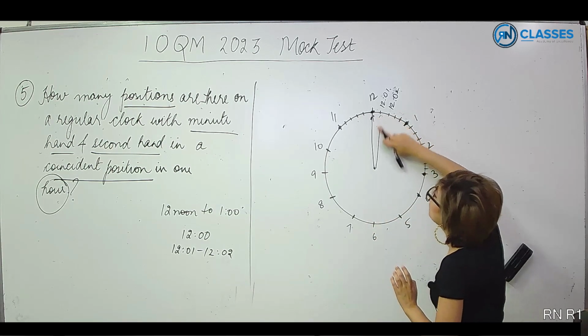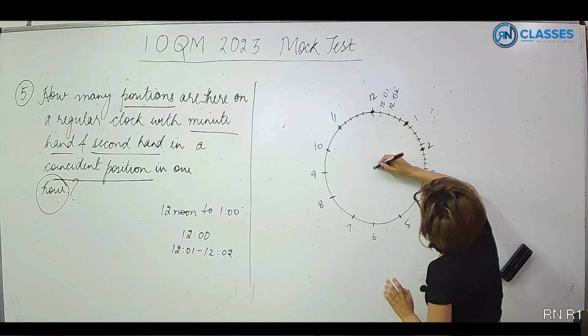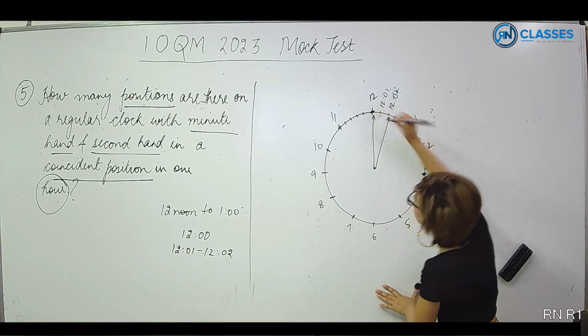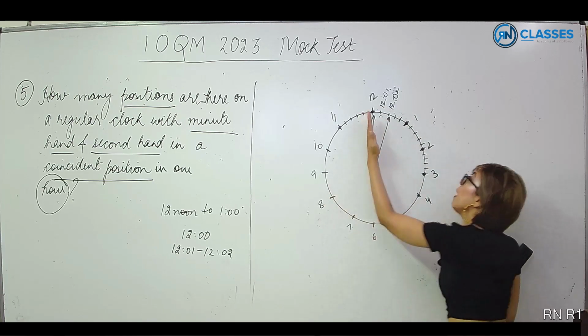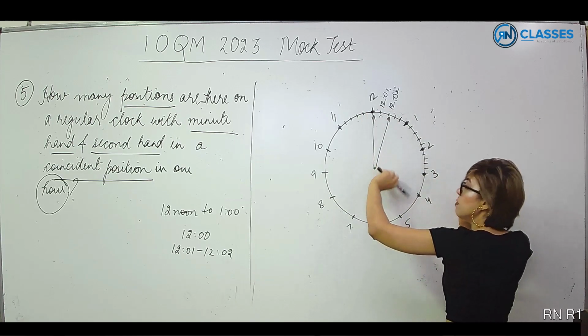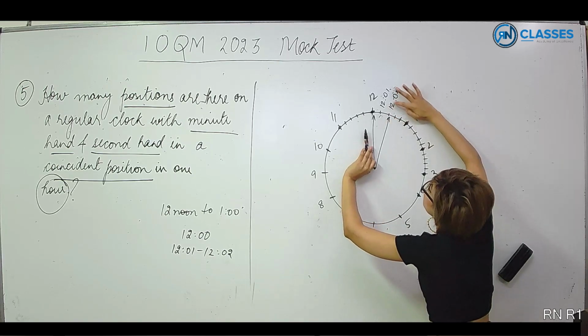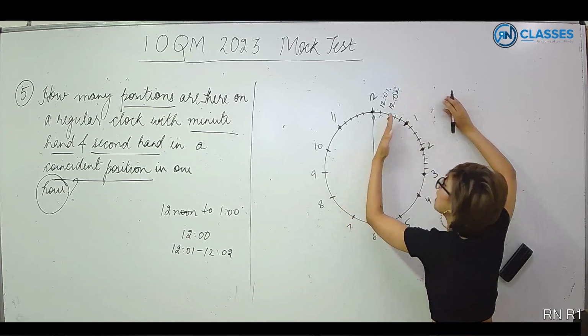Now suppose it is 12:02 now. At 12:02 the minute hand is here and the second hand is here. Right? Again the second hand needs to complete the entire rotation. In that period, this hand will move from 12:02 to 12:03. So, just slightly.